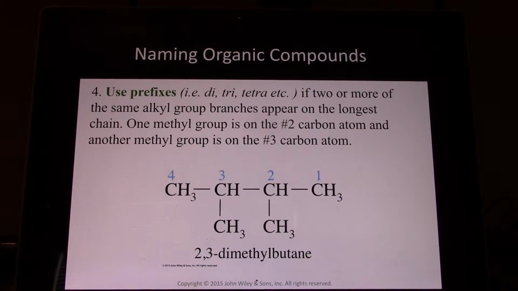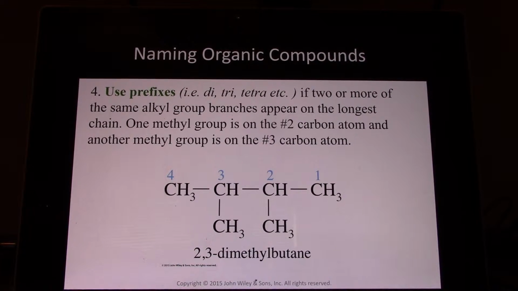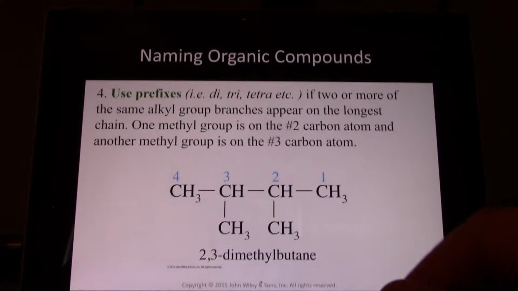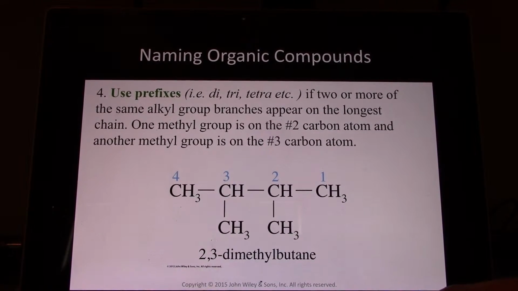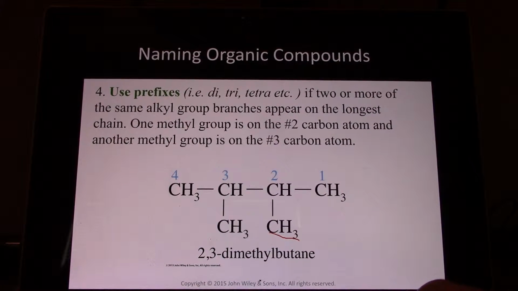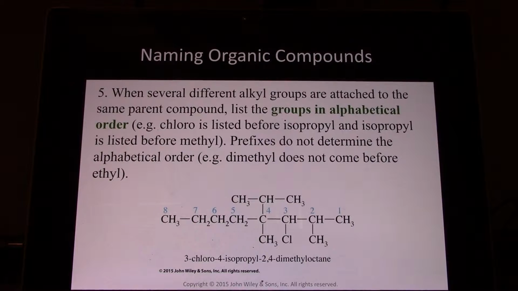And we use prefixes, di, tri, tetra, if there's more than one on the same molecule. And that's why we use meth, eth, prop, and but, so it doesn't get too confusing, because we need to use both systems here. And so here we have 2,3-dimethylbutane. There's a methyl group at carbon 2, and there's a methyl group at carbon 3. 2,3-dimethylbutane.